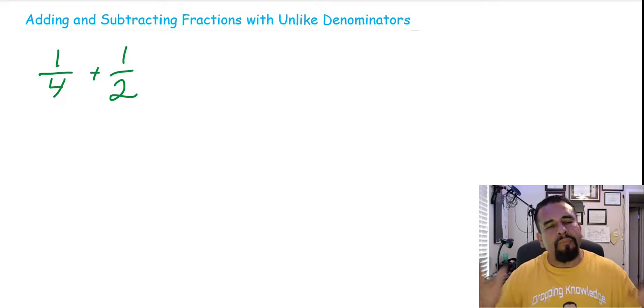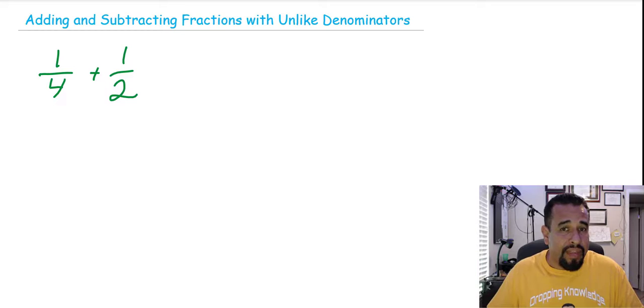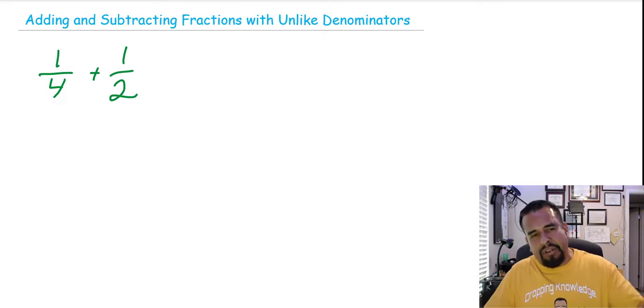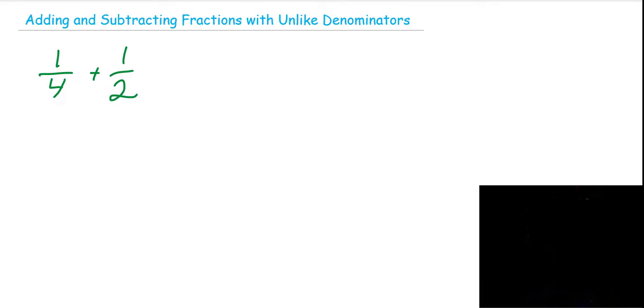But today, I wanted to show you how to add fractions with unlike denominators. Now I can show you how to add fractions with like denominators, but this is going to cover that too, because that's the easy part. So I'm going to show you how to get a common denominator. So without further ado, you know me.